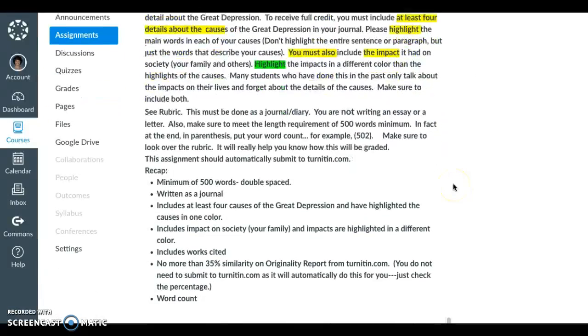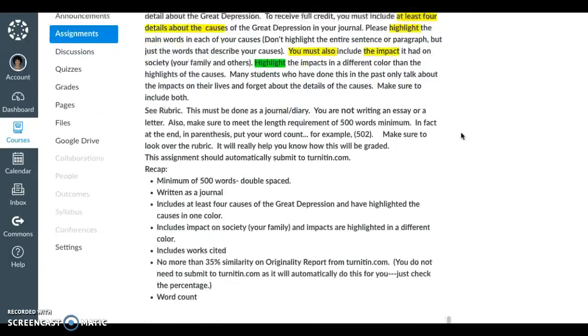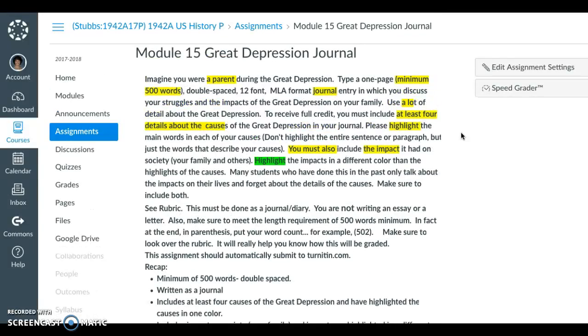You're just highlighting keywords. If you realize you don't have enough on either the causes or the impacts, this is your chance to add more when you go to highlight key details. The rubric was talked about before, so it's the same rubric for the other journal, so please watch that journal video if you need more information. Remember, the details is worth half of the scoring.